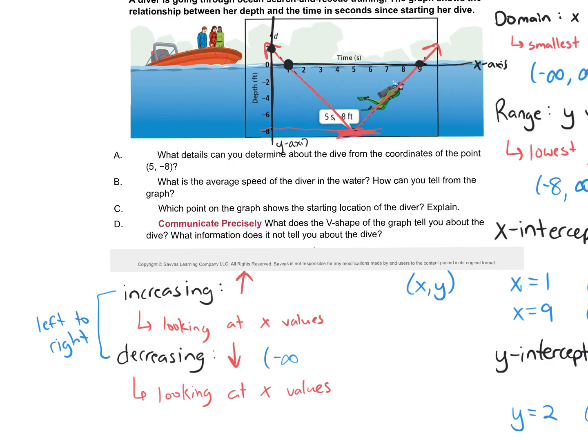Where do we stop decreasing? Tell me when to stop. Right here, right? What is this x value? Okay, we stop decreasing right here. What's that x value? Say it one more time. 5. So we're decreasing from negative infinity to 5. What do we start doing now that we hit 5? We're going back up. So we start increasing at 5. And do we ever stop increasing? No. What's this arrow mean then? Infinity. Yep.